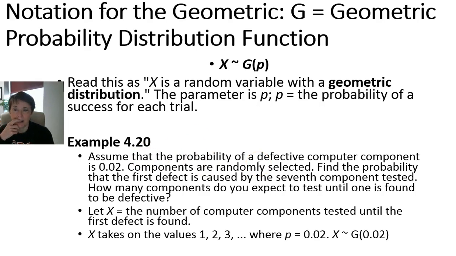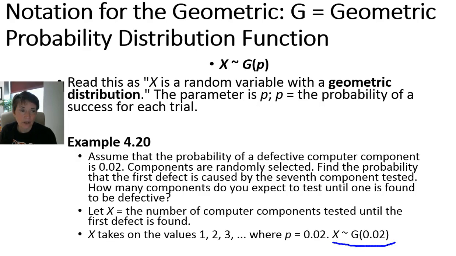Here's another example. A defective computer component, that probability is 0.02. Components are selected at random. What's the probability that the first defect is caused by the 7th component tested? So you would test 6 and that 7th one would have that defect in it. So X is the number of computer components tested until the first defect is found. So X can take on the values 1, 2, 3, and so forth. And we have our probability. And the notation then is this.